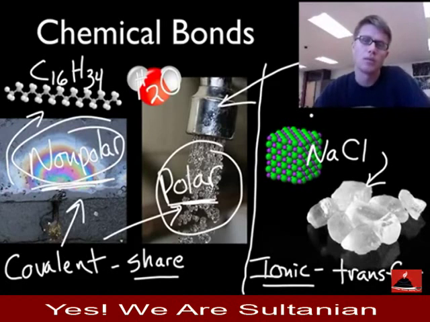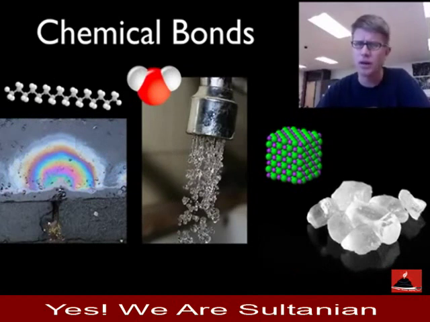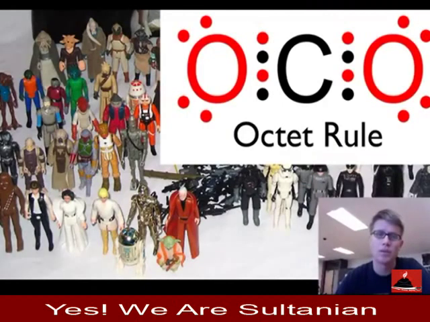But today I'm going to talk about covalent bonds, both nonpolar and polar, and then ionic bonds. And mostly what I want to talk about today is how do you figure out what kind of a bond it is? If you're just given the atoms, how do you know?